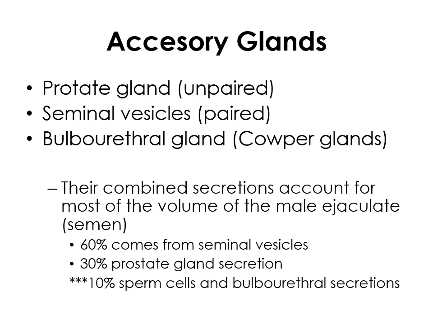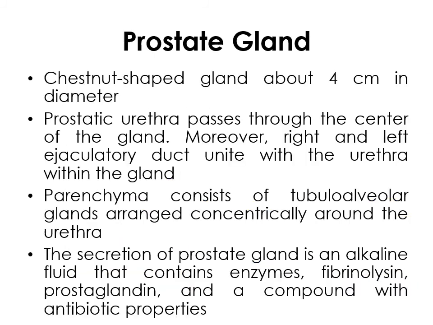What are the accessory glands? We have the prostate gland, seminal vesicles, and the bulbourethral gland. Their combined secretions account for most of the volume of the male ejaculate, or semen. 60% comes from the seminal vesicles, 30% from the prostate gland, and 10% from sperm cells and bulbourethral secretions.